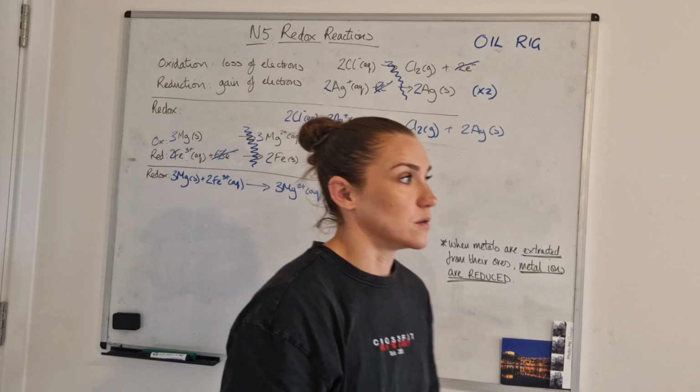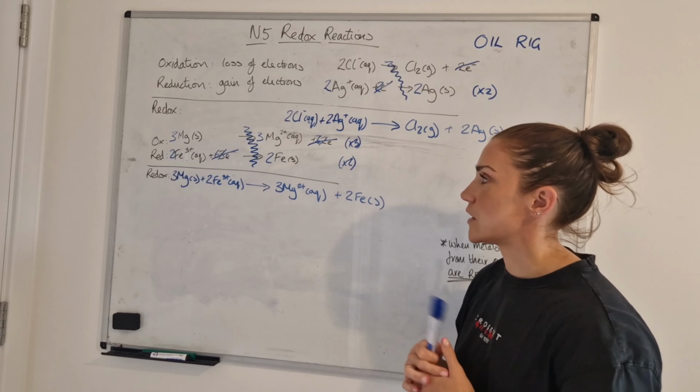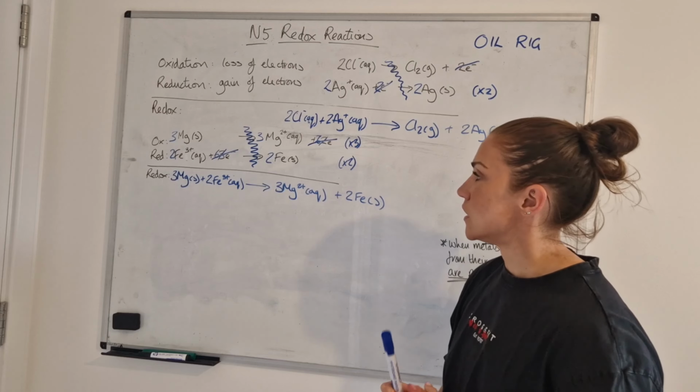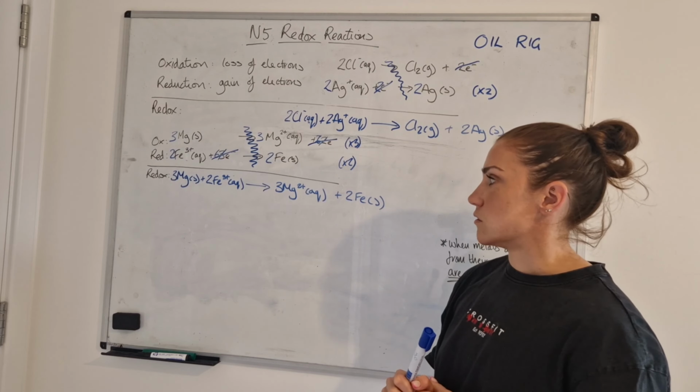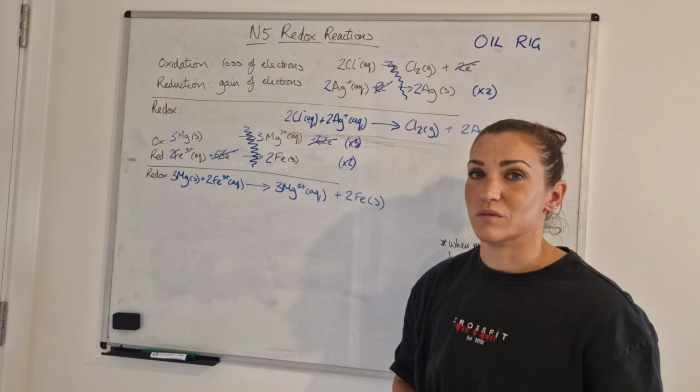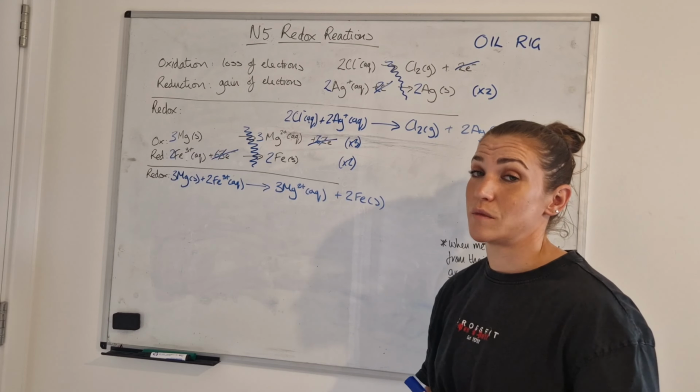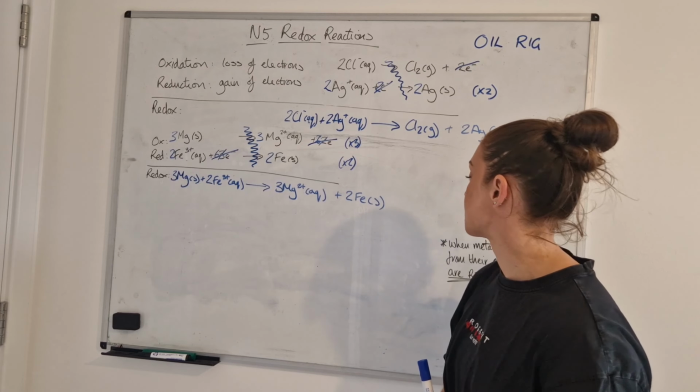So like I said, that's probably the hardest example you would get, where you're having to multiply both equations to get the electrons to cancel, but it's really not that complicated, to be honest. It's probably one of the easier marks in the National 5 paper, really.